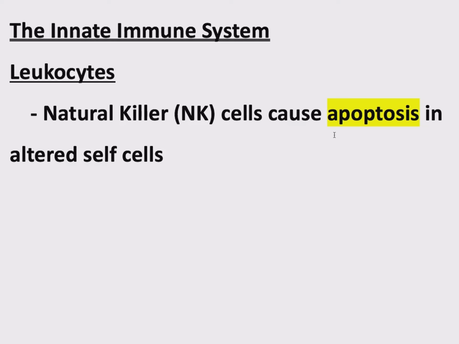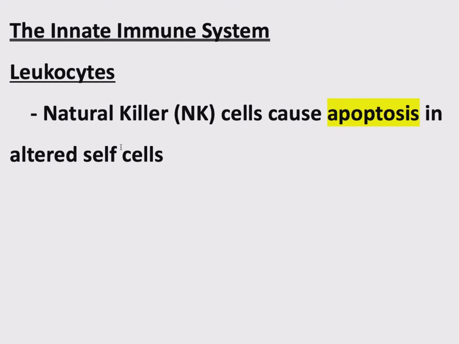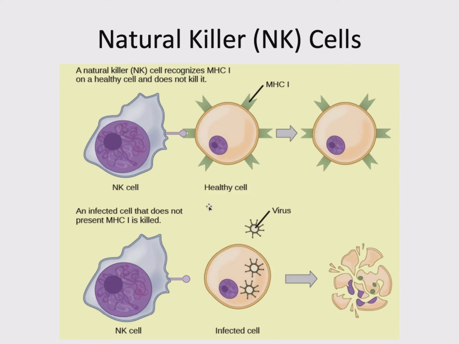Every cell in your body has the instructions for destroying itself, and this looks like a dramatic Death Star explosion. It's actually a very orderly, controlled process of this altered self cell, either cancerous or virus infected, destroying itself so it doesn't destroy the rest of the body. So that's what natural killer cells do. And again, this is part of the innate immune system. This is not going after a specific virus. It's just any cell that happens to not be showing its MHC1 or abnormal MHC1 is going to be targeted by natural killer cells.